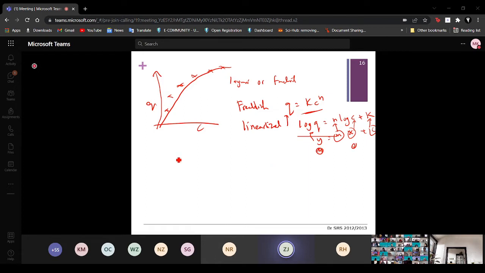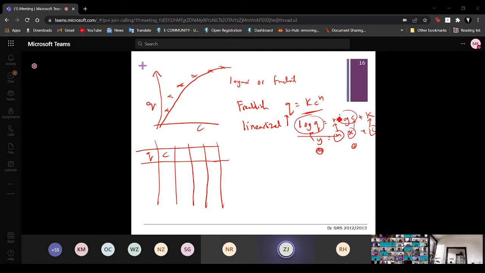So what do you need to plot? In this particular case, remember, you have data Q and C here. From there, you can extend your table, because in the linear equation of Freundlich, you have to plot between log Q and log C. So how to do that? You just take the log of every data. This is log Q, and you make one more column, log C. Anything that you have here, you just log it: log Q1, log Q2, log C1, log C2, and so on.